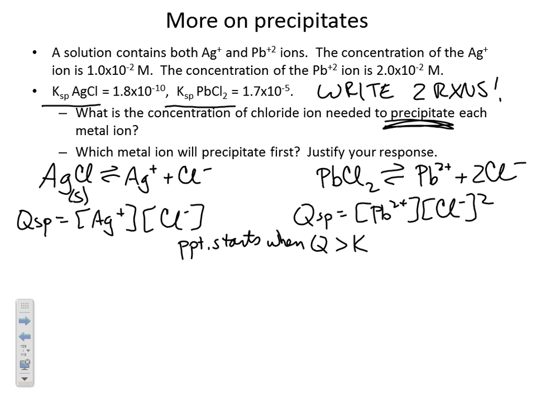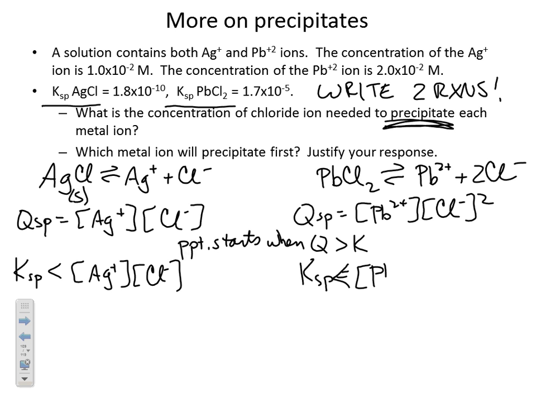So in essence, we can take the K value, but it's like literally right after when they're equal. So I can take the K value and essentially plug it in kind of like this. If Q is greater than K, then I know that if my concentration of silver times my concentration of chloride is greater than Ksp, then I'm going to start precipitation. Likewise, over here, I can take my Ksp and, I'm sorry, make that, if the concentration of lead times the concentration of chloride squared is greater than the value for Ksp, then I'm going to start my precipitation.